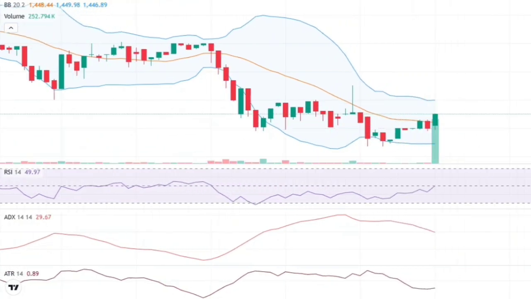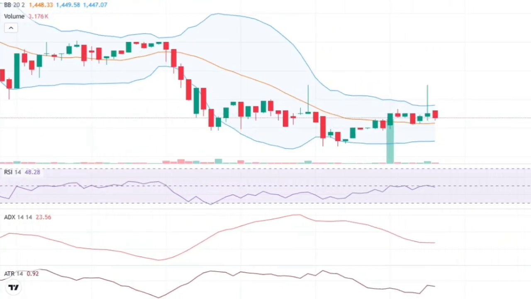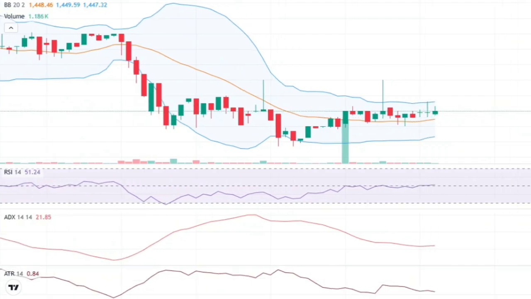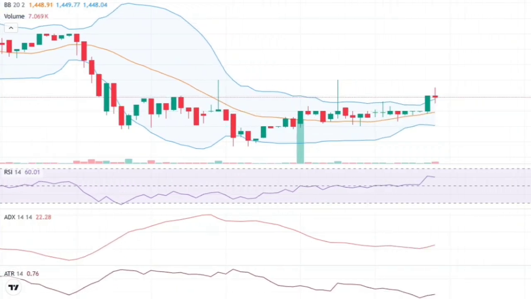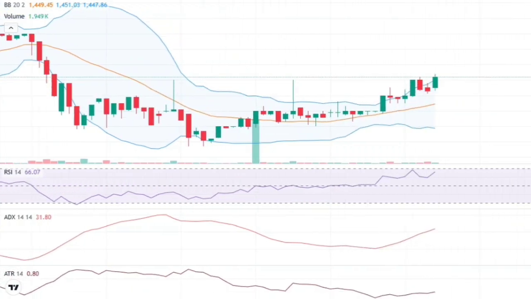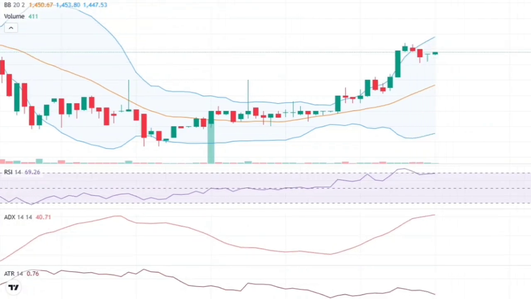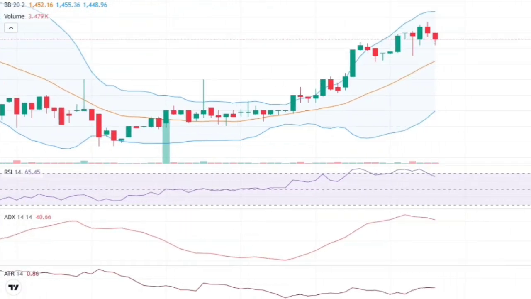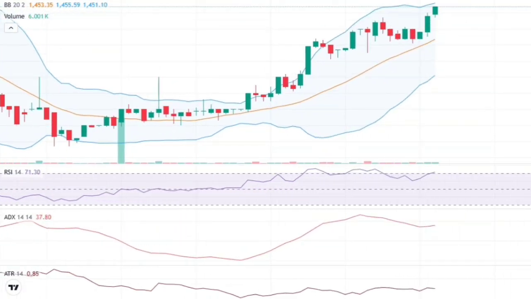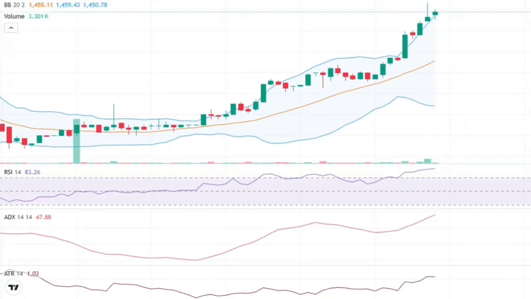Filter 4: volume confirmation. Is there real conviction behind this move? For every trade signal, we require volume above the 20-period average. For breakout trades, we want volume at least 1.5 times the average. Low volume equals low conviction equals no trade.